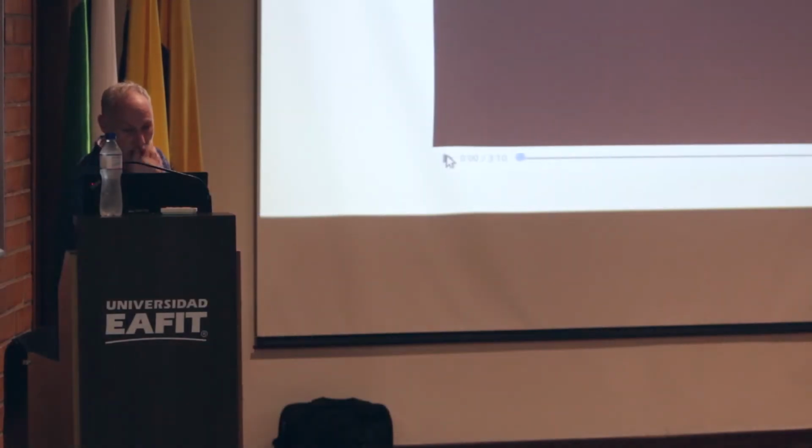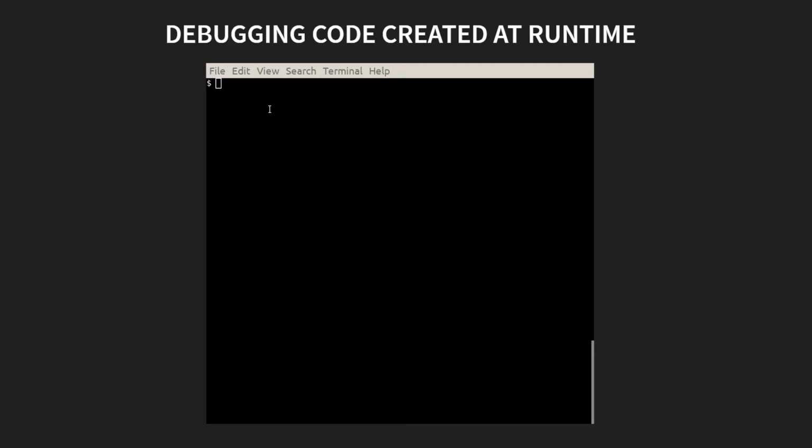Wonderful. And now I'm going to show the one that's most difficult for any debugger. This is debugging code that's created at runtime. Those of you who use PyCharm or some other debugger, I'm curious to see how well your debugger does on this, because I have not tried. If it does very well, let me know, because I'd be really interested in how it does it.